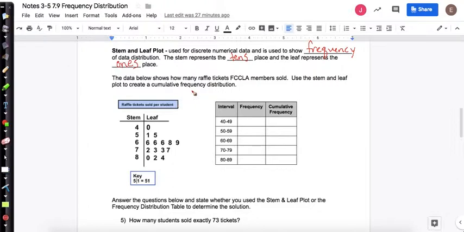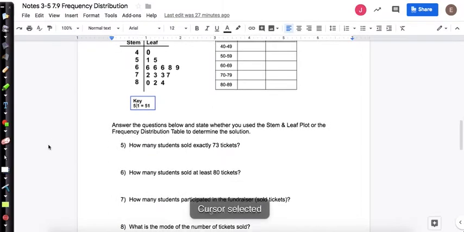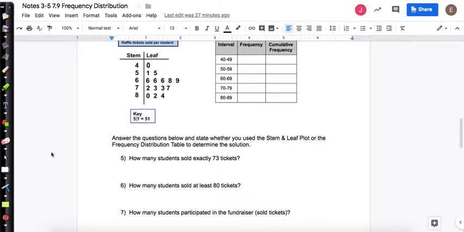So the data below shows how many raffle tickets FCCLA members sold. Use the stem and leaf plot to create a cumulative frequency distribution. So here are the raffle tickets sold, and we're going to use the key to help us read the stem and leaf plot. So the key says 5|1 equals 51.